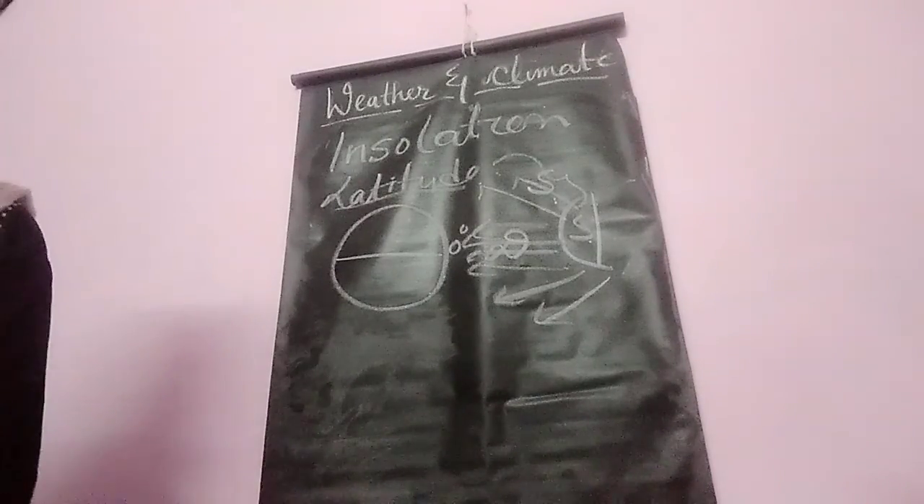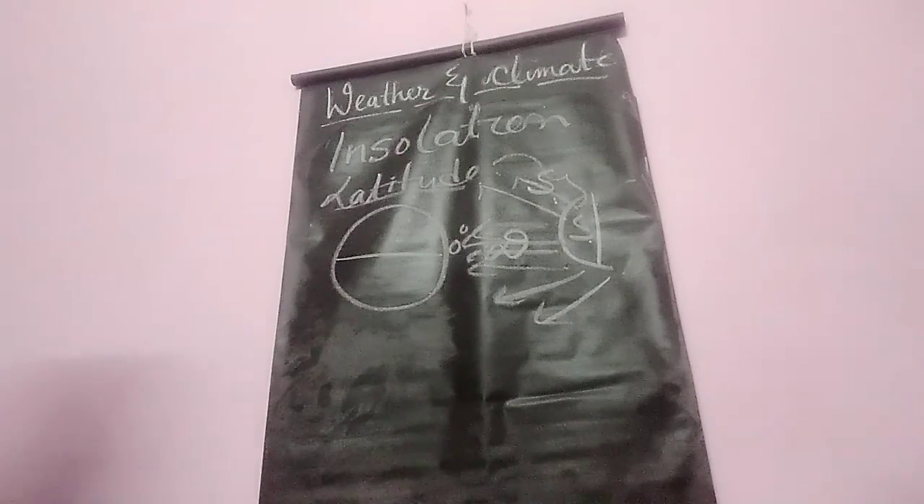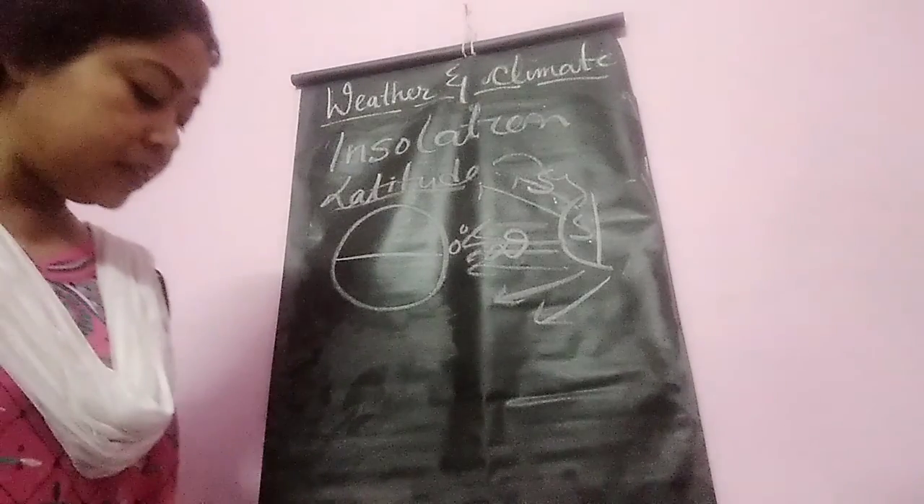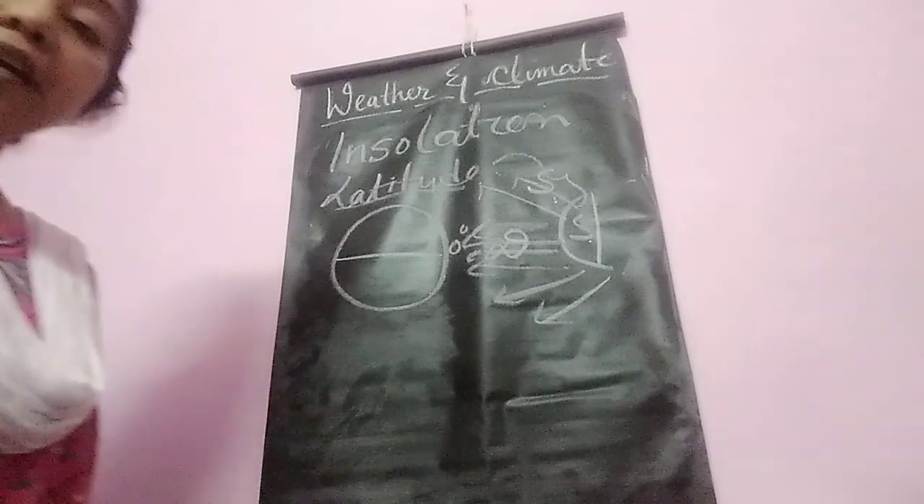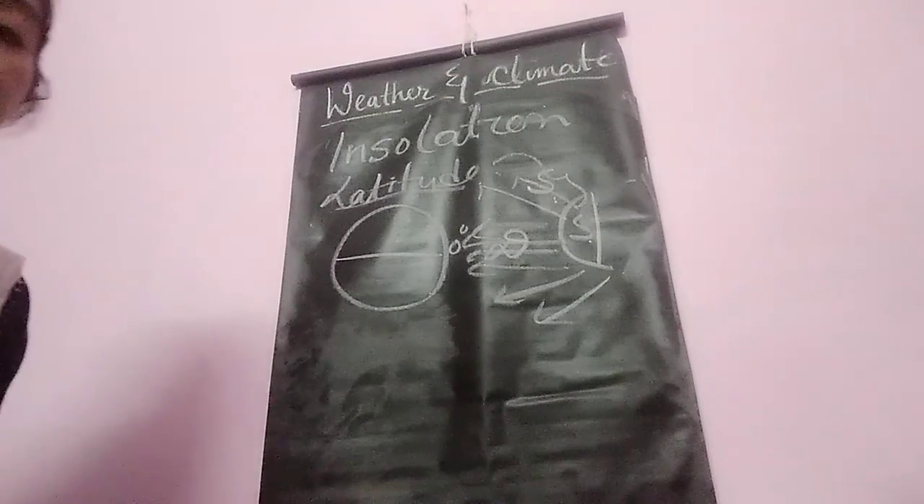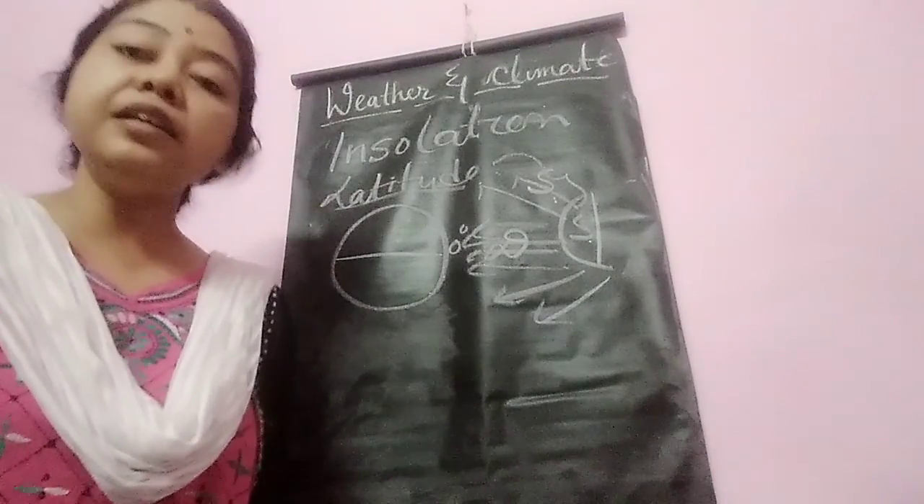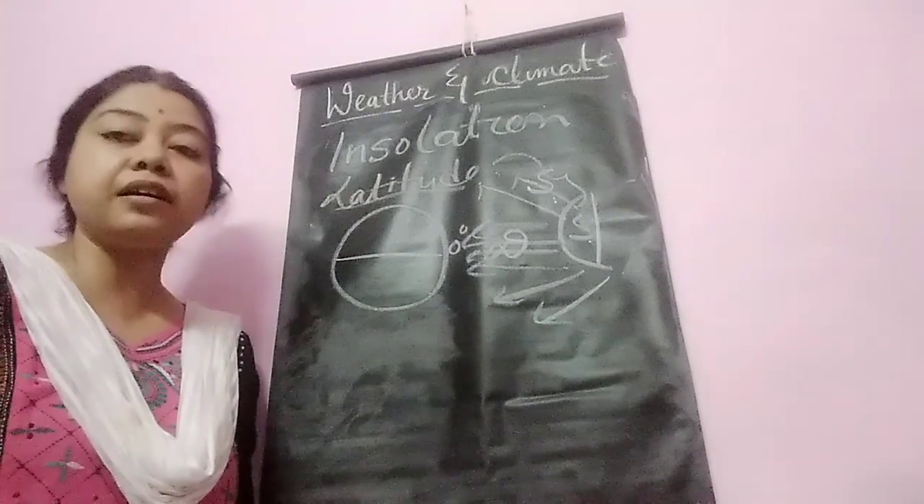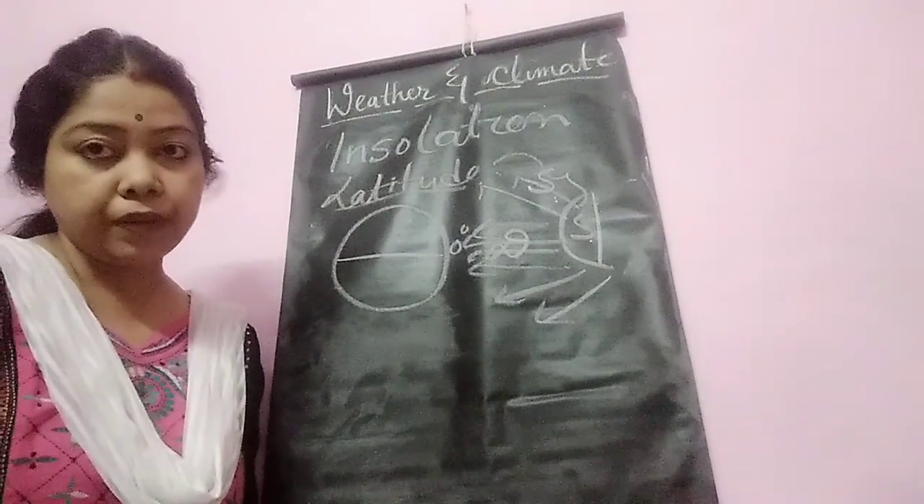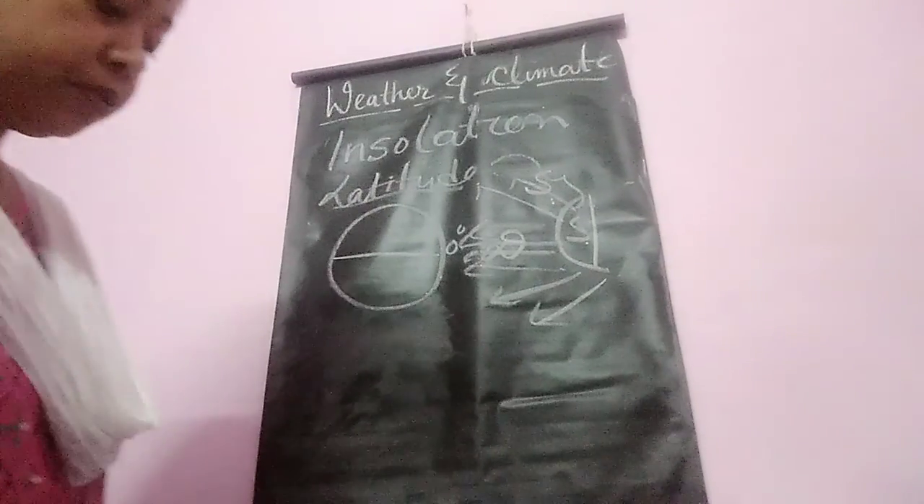So, the places which receive slanting rays, their temperature is comparatively less than that of the places which receive direct rays. Chennai is near Kolkata, so the temperature of Chennai is more than Kolkata because Chennai is located nearer to the equator than Kolkata. Next is altitude.